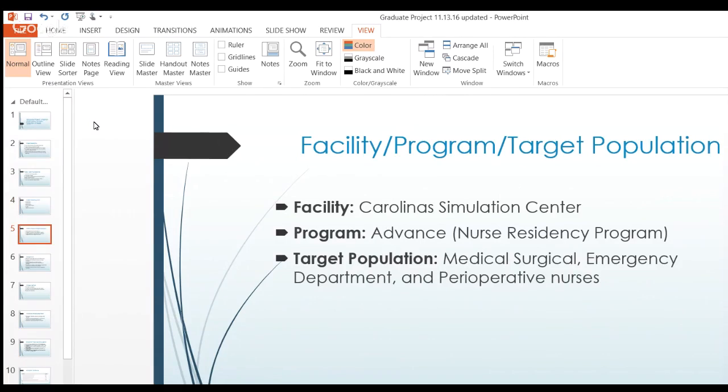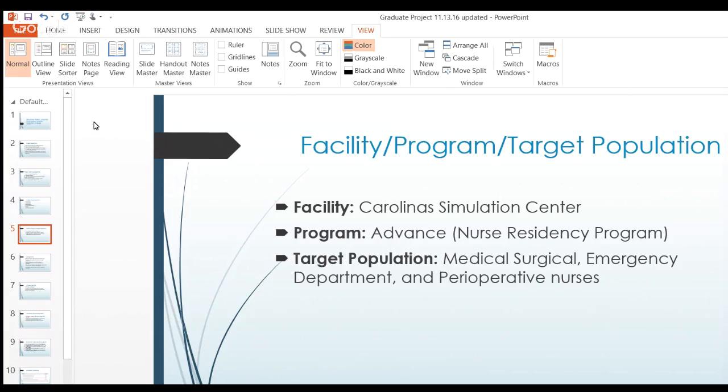When we looked at the facility, this particular graduate project was held at the Carolina Simulation Center. It was held for a group of nurses who were in the advanced program, which is a nurse residency program, and the target population were these advanced nurses who were actually new nurses transitioning into practice on their prospective med-surg, emergency department, or perioperative units.